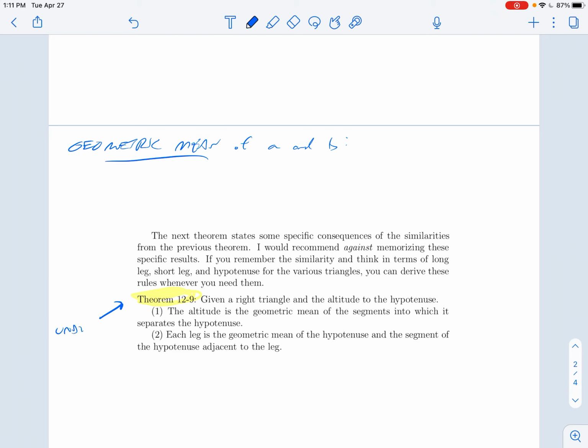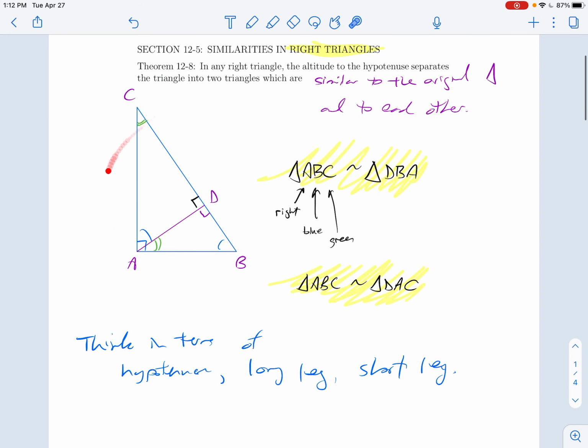If you understand the similarities, there's really no need to memorize what these say. I would recommend against it, because if you try to memorize these and get one thing swapped in your head, it's going to be wrong. If you remember, oh, when I have a picture like this, all 3 triangles are similar, then that'll lead you to all the right conclusions.